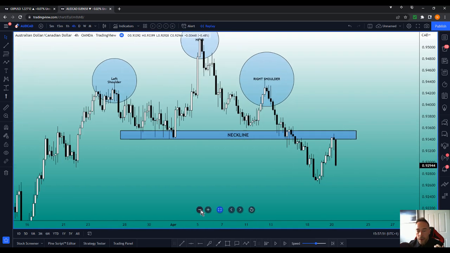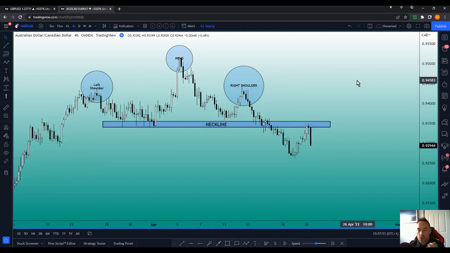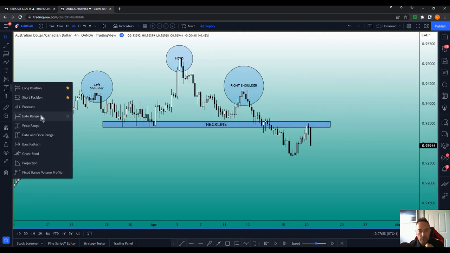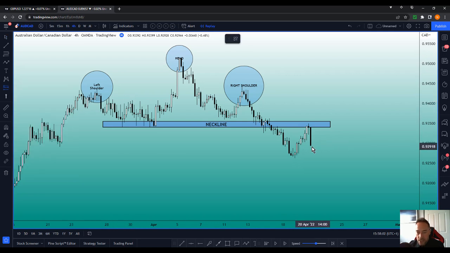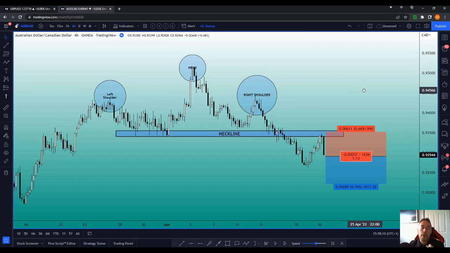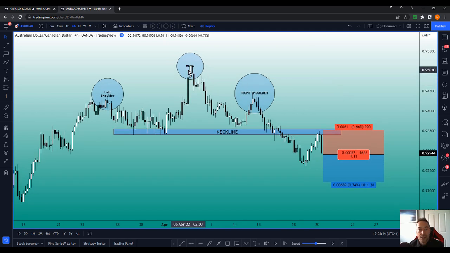So if we were looking to trade that, we've seen the head and shoulders pattern, and we wanted to trade this, let's just say we wanted to go short underneath this candle and the stop above the high. Where's our target going to be? Well, if you remember, our target is the same distance as the head to the neckline.